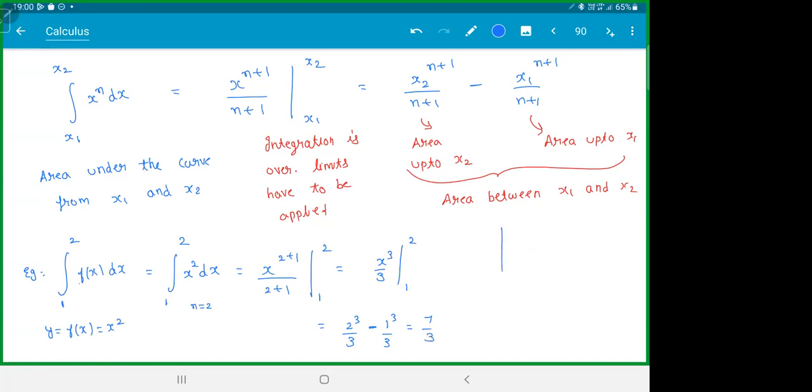You know, what did we find? So for this curve, y is equal to x square, you found the area between x is equal to 1 and x is equal to 2. This area is 7 by 3. There, now you know how to find area under the curves.